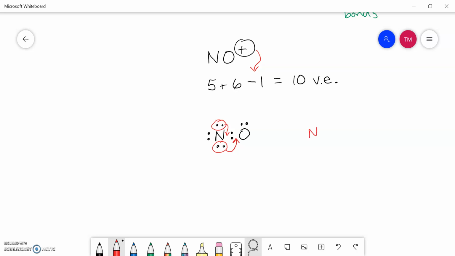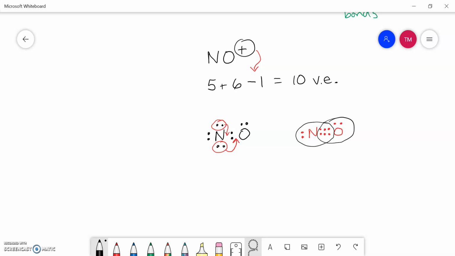So let me redraw that. So these guys aren't there anymore. They're now shared. And we have a total of 6 shared and 1 lone pair on each of the nitrogen and oxygen. So let's count, make sure we haven't messed up here. We have 2, 4, 6, 8, 10 total electrons, 8 around the nitrogen and 8 around the oxygen.